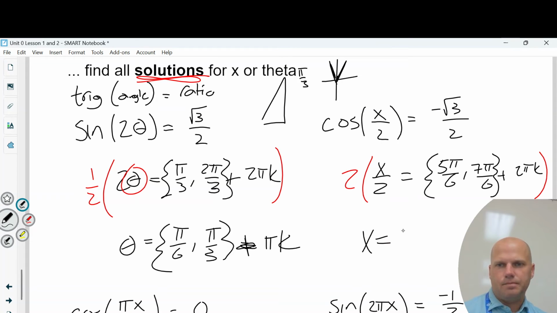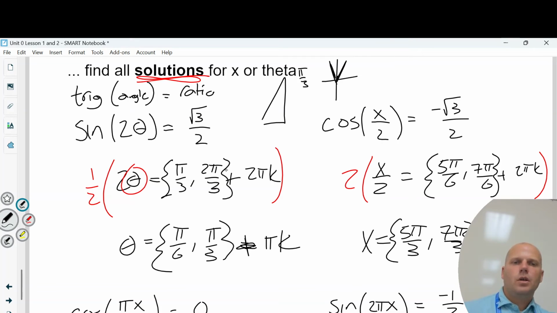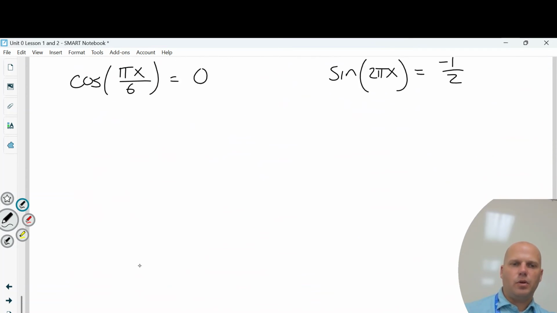And I'll get 5 pi over 3, 7 pi over 3, and multiples of 6 pi added to that when I'm solving for my solutions. So, angles to solutions. I explained that in the homework video a little bit better.